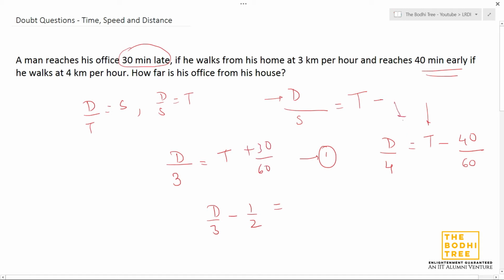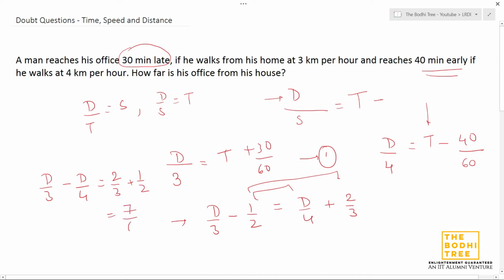In equation 2 also, we are going to equate the time and then equate the two equations. So d by 4 plus 40 by 60, which means 2 by 3. Simple. This will go on the other side, this will come on the left side. So d by 3 minus d by 4 is equal to 2 by 3 plus 1 by 2. 2 by 3 plus 1 by 2 is nothing but 4 plus 3, 7 by 6, right? And 4d minus 3d, d by 12 is equal to 7 by 6.